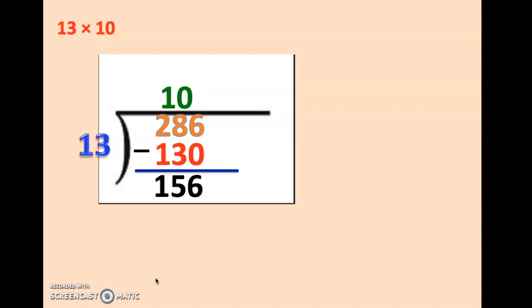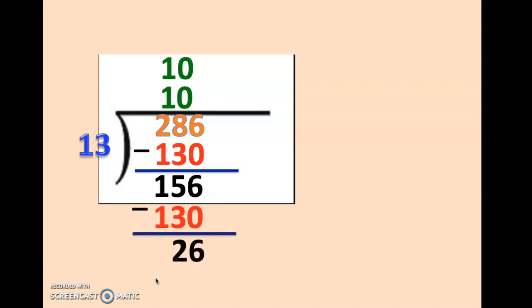Now we're going to repeat steps 2 and 3 until our base is too large for our dividend. So we're going to continue with our base 10 because we have 156. If I multiply 13 times 10, that is still going to give me the same number, 130. So we're going to keep subtracting. So 156 minus 130, that will leave us with 26.